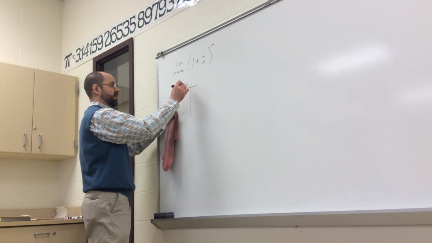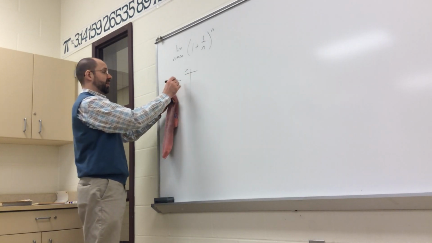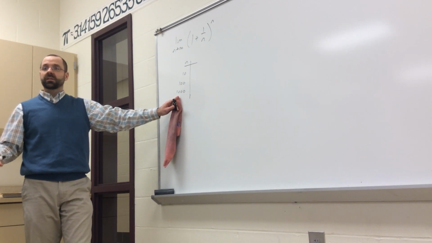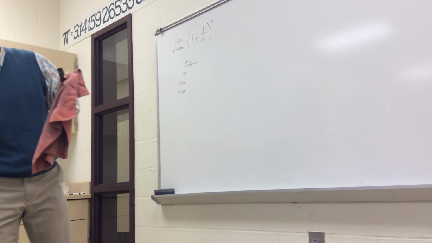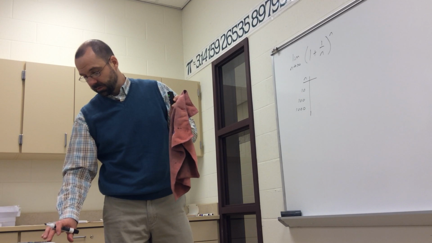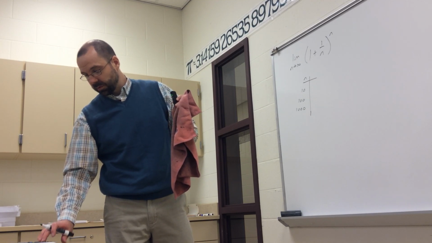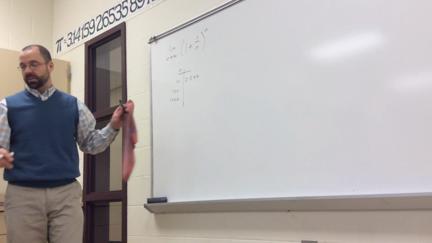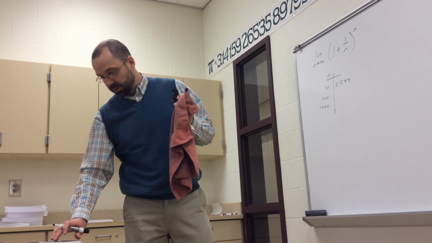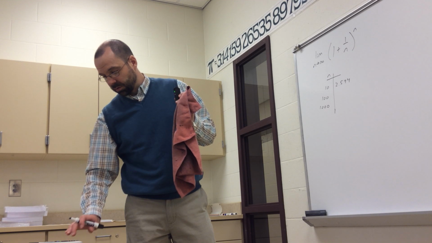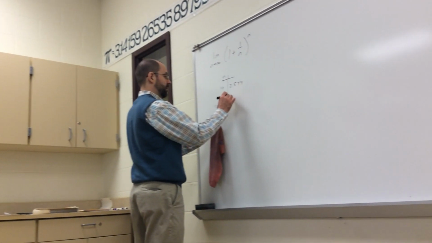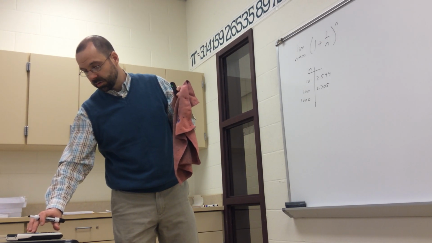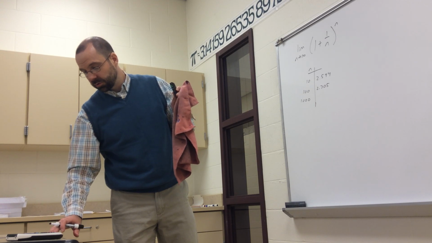Okay, so we're just going to make a table and keep making n bigger and bigger. I'm going to go 10, 100, 1,000. So I just type in 1 plus 1 over 10 to the 10th power. That comes out to 2.594. Now I'm going to change it to 100, so put an extra 0 in my expression. That's 2.705. And I'll try 1,000. 2.717.